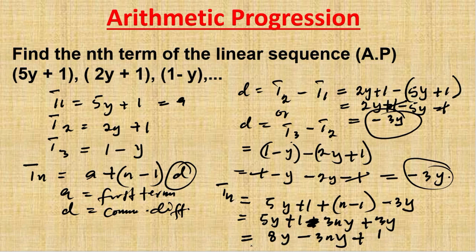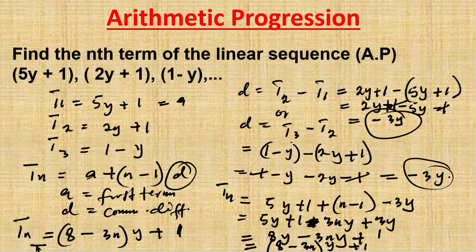I can leave it this way, or I can decide to further expand it. This will be (8 minus 3n) into y, plus 1. Let me write it clearly. That's the same thing as (8 minus 3n) into y, plus 1. So this is my Tn. That's the nth term of this arithmetic progression.